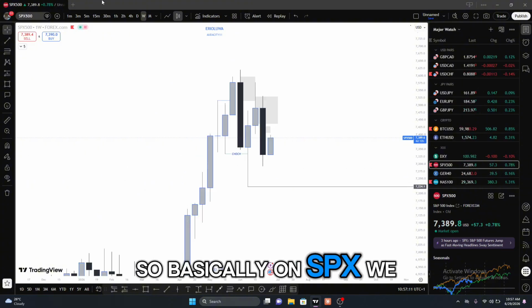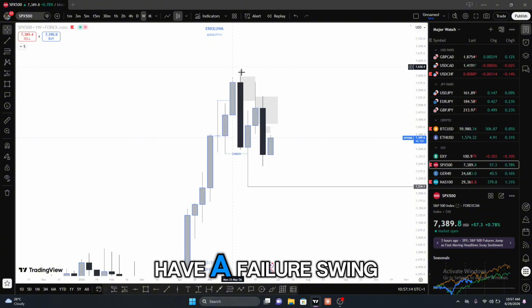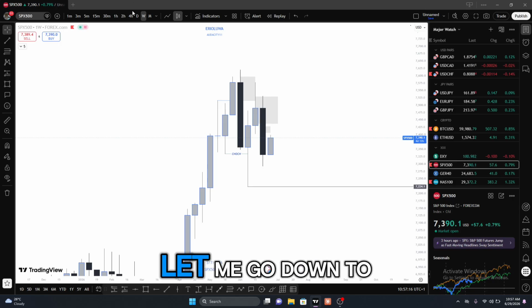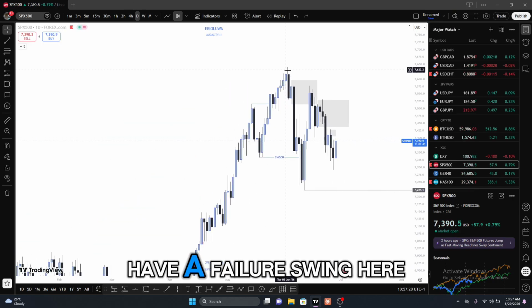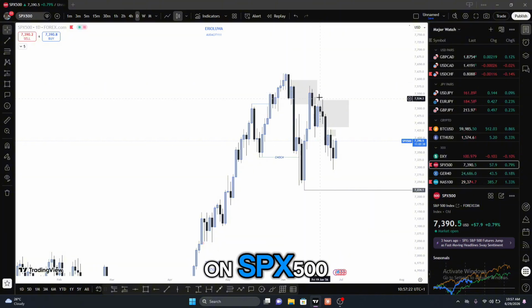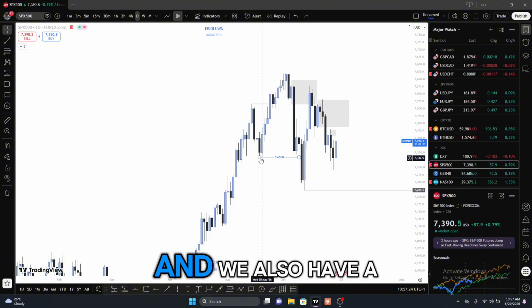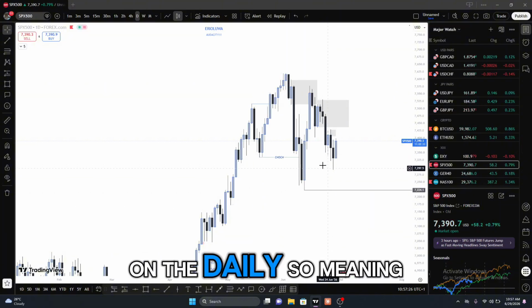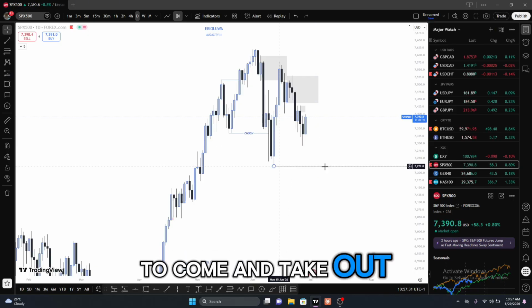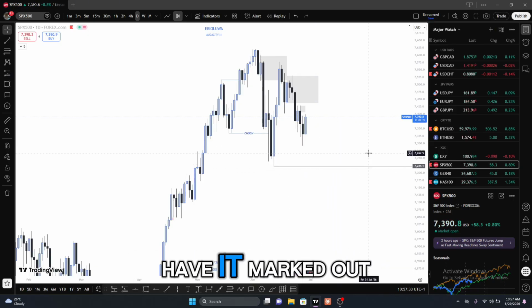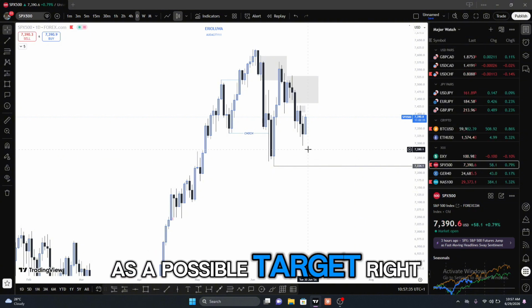So basically on SPX, we have a failure swing. You might not see it clearly. Let me go down to daily time frame so you can see it clearly. So you can see we have a failure swing here on SPX500. And we also have a change of character here on the daily. So meaning we are bearish, right? So we can expect the price to come and take out this low, which is why I already have it marked out as a possible target, right?